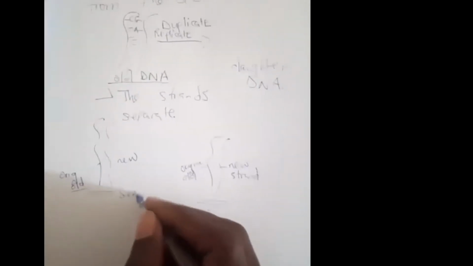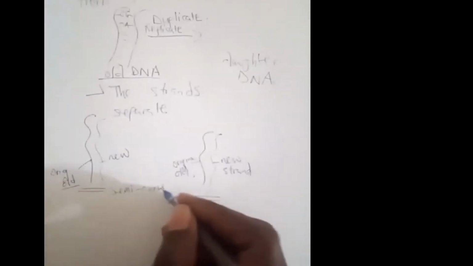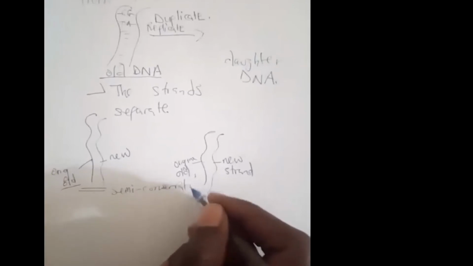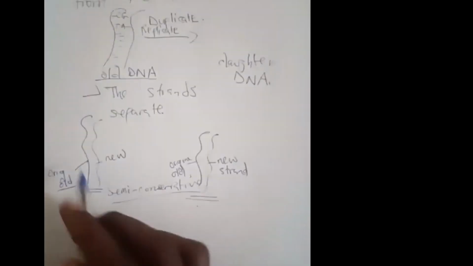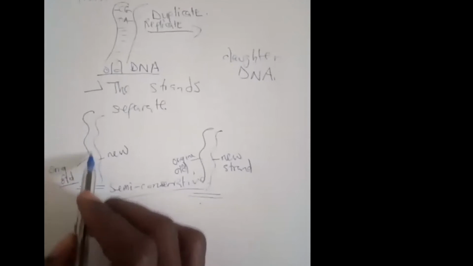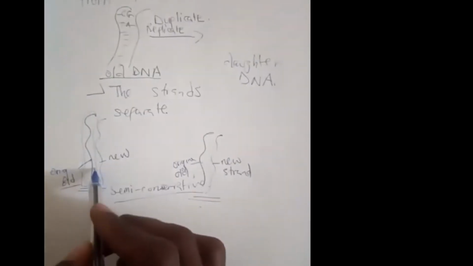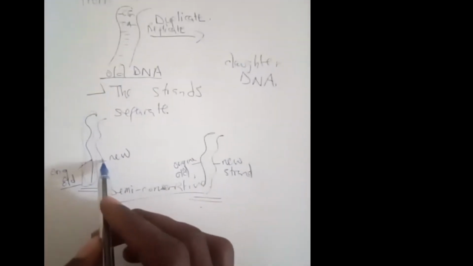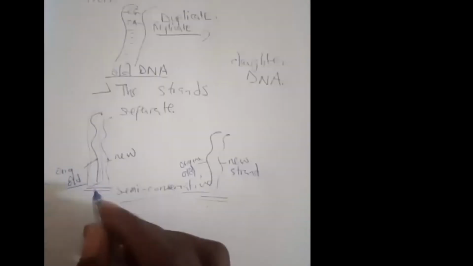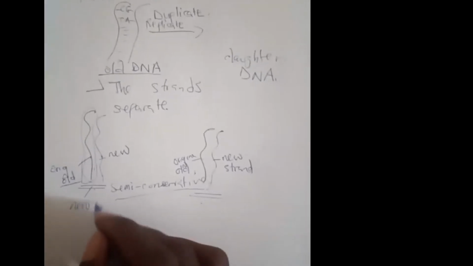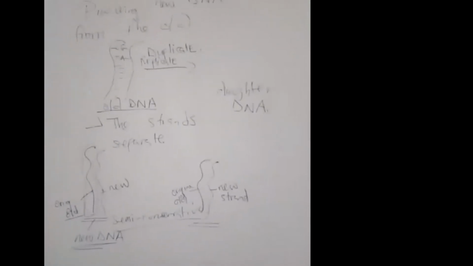Semi means half. Semi-conservative. So we have conserved the what? The old strand has been conserved, while we have formed a new strand in the formation of what? New DNA. Okay, so this is what they mean by the semi-conservative mechanism of DNA synthesis.